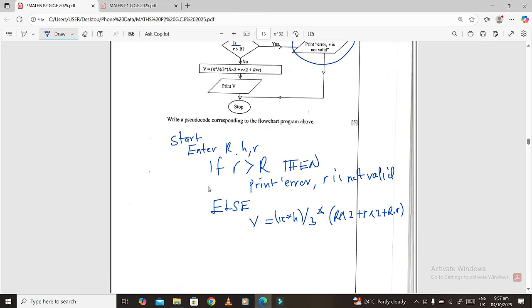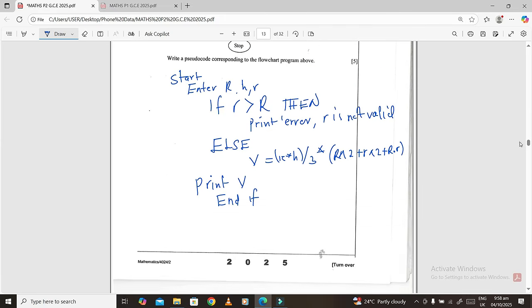And then here, straight with enter, you say print V. And then straight with else, you say end if. And lastly, you say stop, straight with start, stop. Okay, so this is how you get to answer this one.